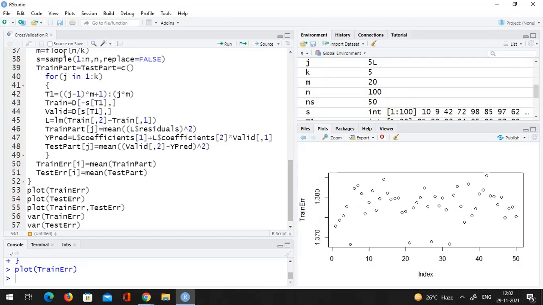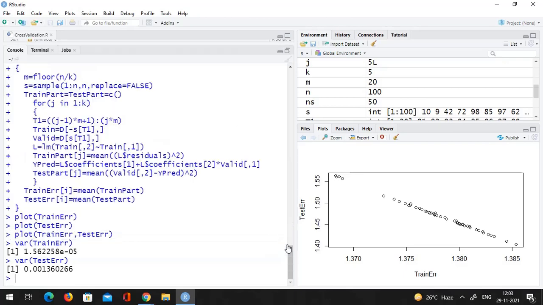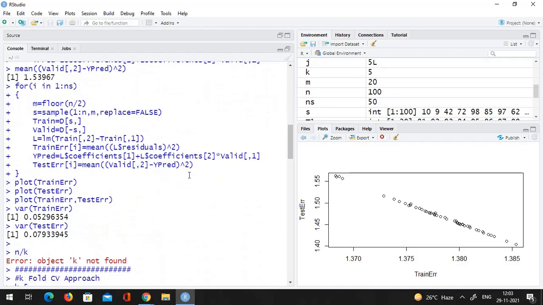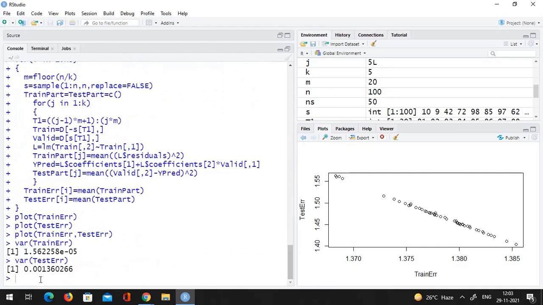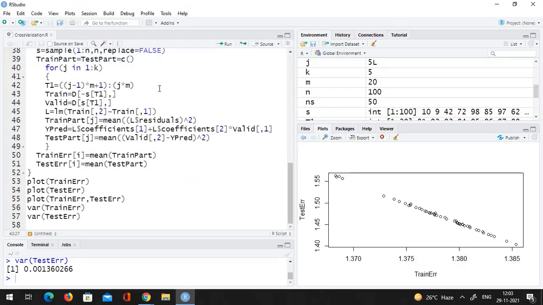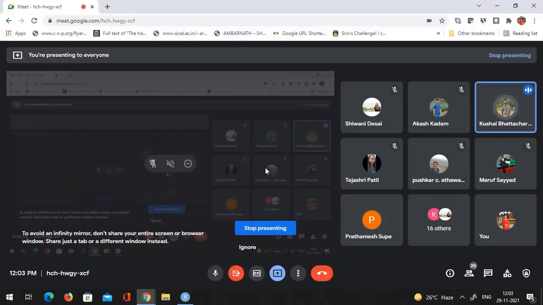Now we have good spread. Train error, test error. Variance of train error, variance of test error. Can you see what the initial variances were? It was 0.05 and 0.07, I think. Somewhere. Yeah, 0.05 and 0.08 we can say. And now the variances are 10 raised to minus 5 and 0.001. Can you see the decrease in variance of training error and test error? Yes, ma'am.